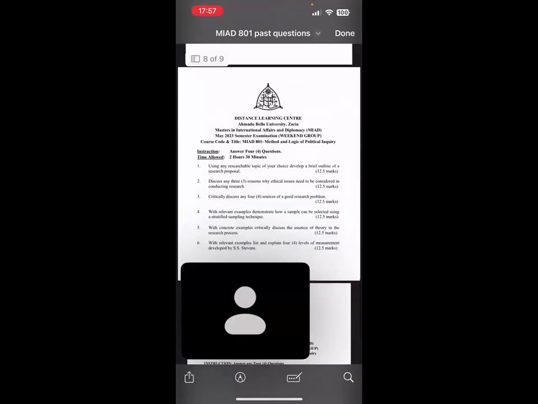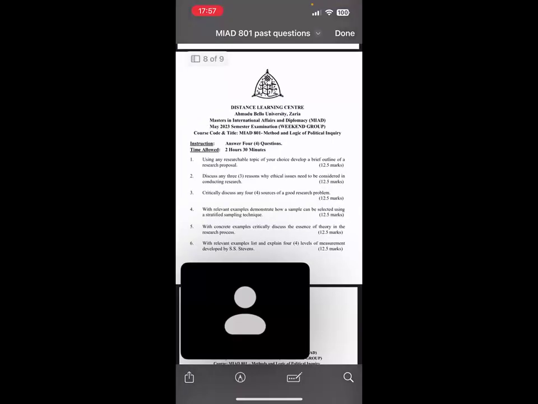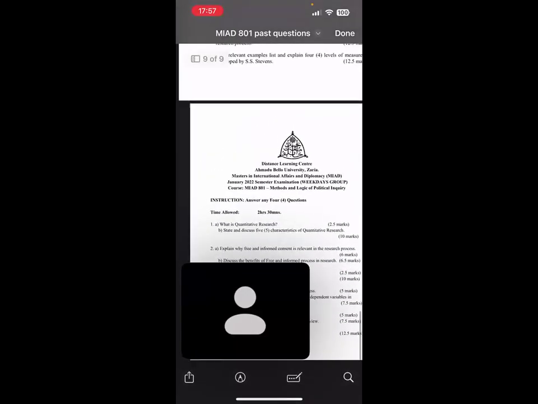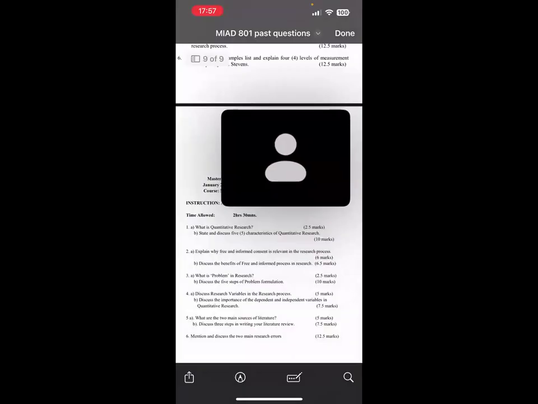I don't know. What about here? Number 4. What is number 4 saying? With relevant examples, demonstrate how a sample can be selected using a stratified sampling technique. Thank you very much. And the last question I have here, which one talks about sampling here?